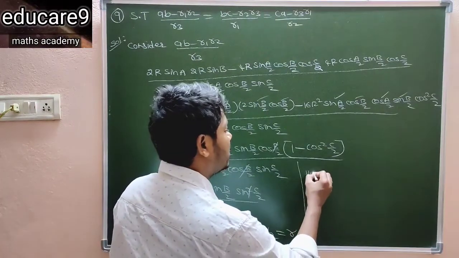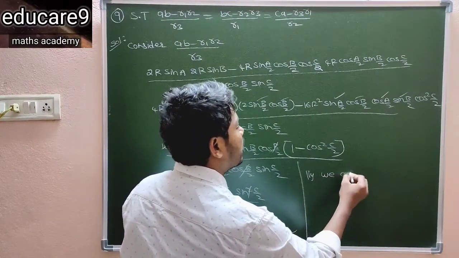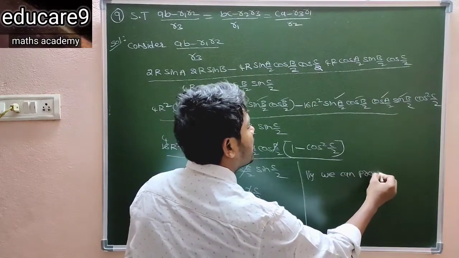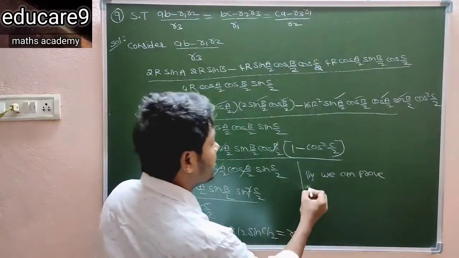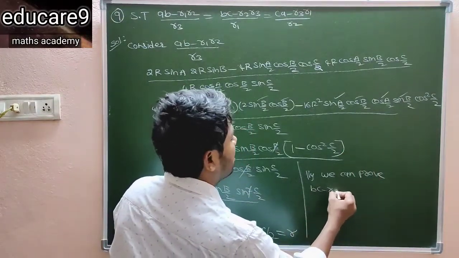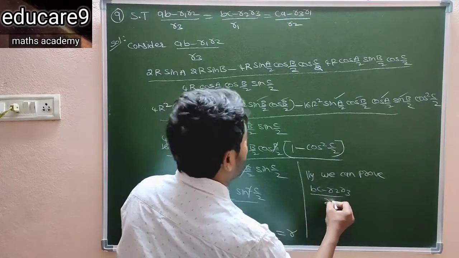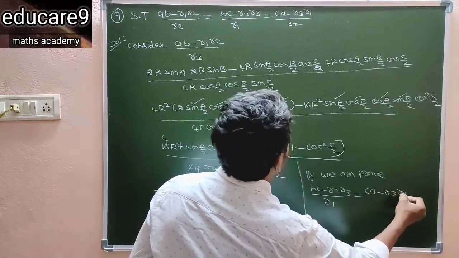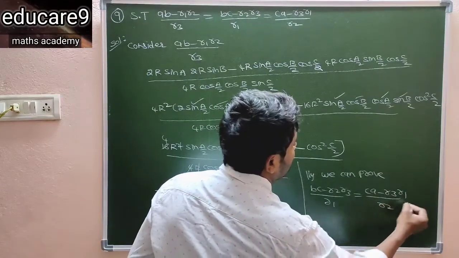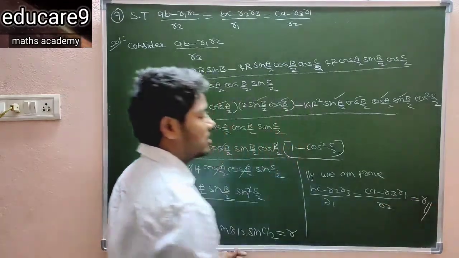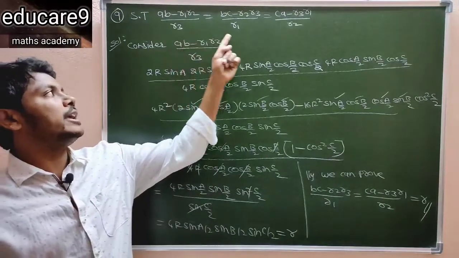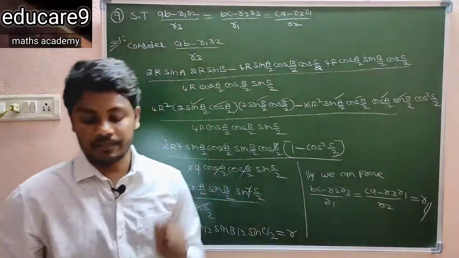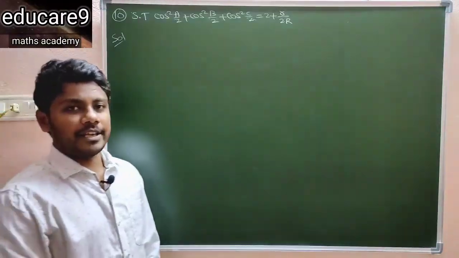So similarly, you can prove, see here, BC minus R2 R3 by R1 and CA minus R3 R1 by R2 is equal to small r. Okay. So therefore these three terms are equal. So see the next one.